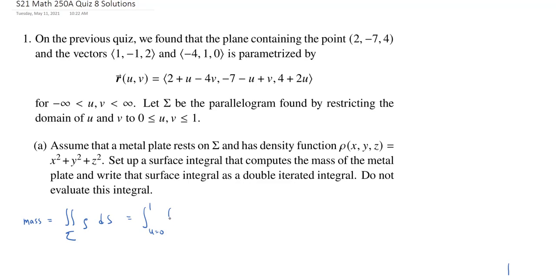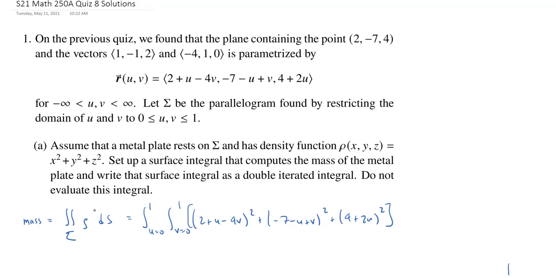u goes from 0 to 1, v goes from 0 to 1. Now we want to evaluate the density function rho on the surface sigma. So everywhere we see an x, here we have an x squared, we'll replace it by 2 plus u minus 4v, the y by negative 7 minus u plus v, and the z by 4 plus 2u. So we'll have (2 plus u minus 4v) squared plus (negative 7 minus u plus v) squared plus (4 plus 2u) squared. And we'll put some brackets around that.